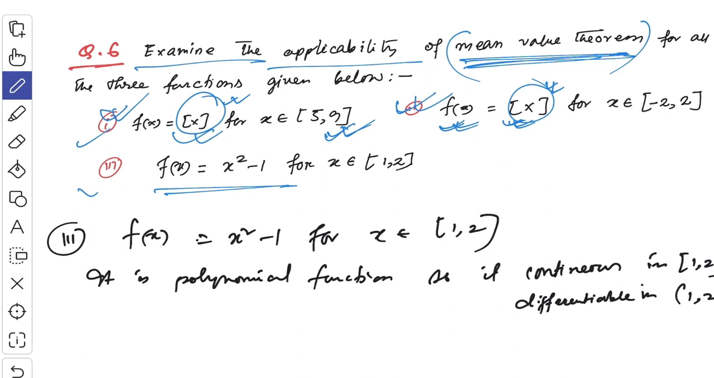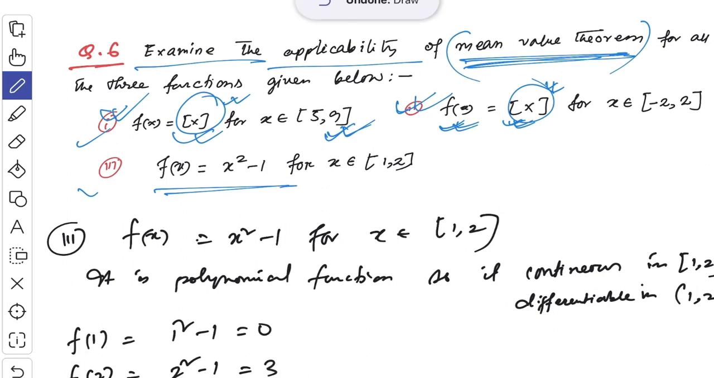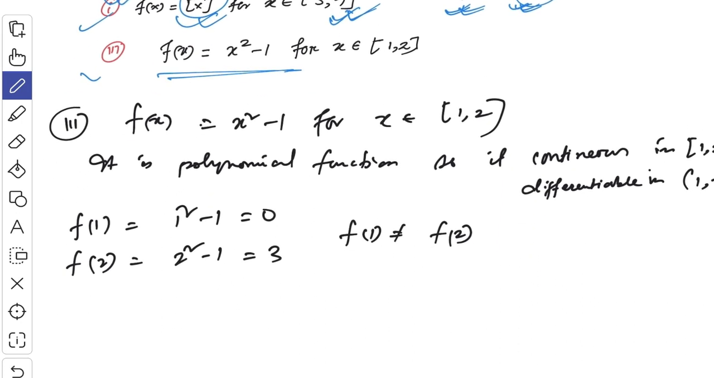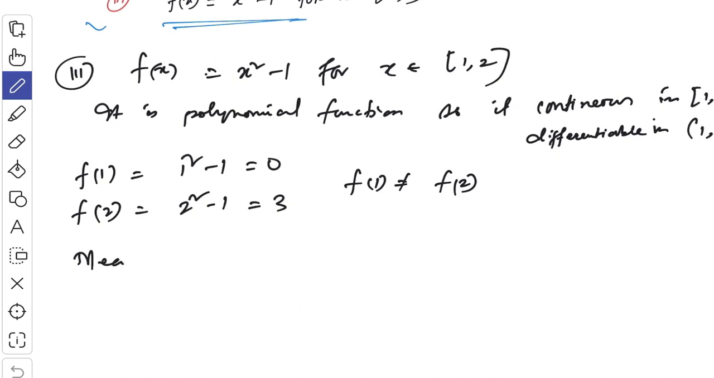So let me check the next condition, that is f of a and f of b. So here f of 1 will be 1 square minus 1, that's going to be 0, and f of 2, that's going to be equal to 2 square minus 1, that's going to be equal to, I think, 3. So f of 1 is not equal to f of 2. So mean value theorem is applicable here.